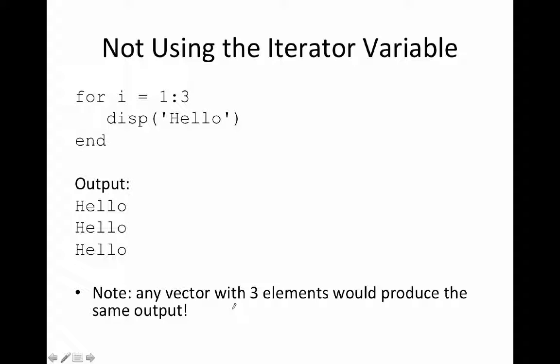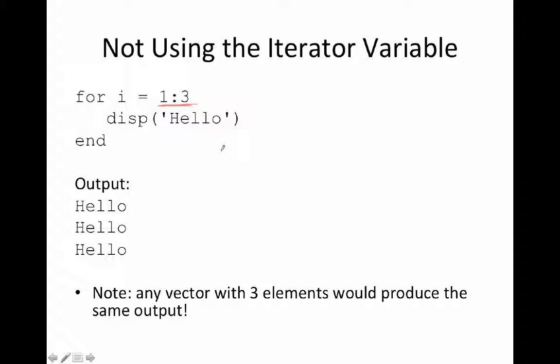Here's an example in which we're not using the iterator variable in the action of the loop. So the vector in this case is just specifying how many times we're going to repeat the action. So in this case, back to using the colon operator, I gets the value of 1:3.